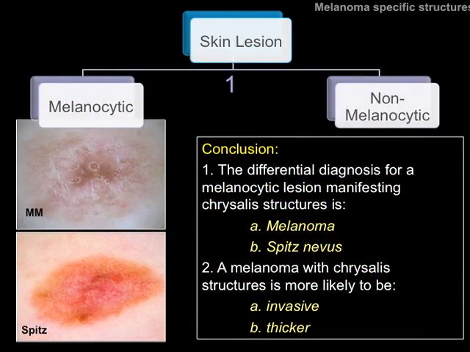In a melanocytic lesion, if you see crystalline structures, your differential is only one of two things. It's either melanoma or Spitz. That's it, okay? And if it's a melanoma, the presence of crystalline structures suggests that it's going to be a thicker, more invasive, more aggressive melanoma.